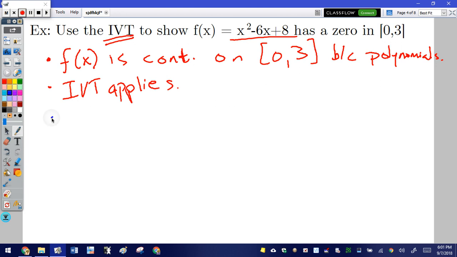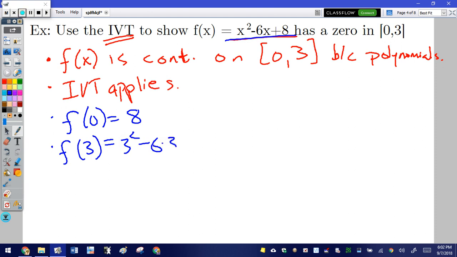What is f of 0? Well, if I plug 0 into this thing right here, I'm going to get 0 squared minus 6 times 0 plus 8, which is 8. And if I plug in the endpoint, which is 3, the output I get is 3 squared minus 6 times 3 plus 8. That would be 9 take away 18 plus 8, which should give me negative 9 plus 8, or negative 1.